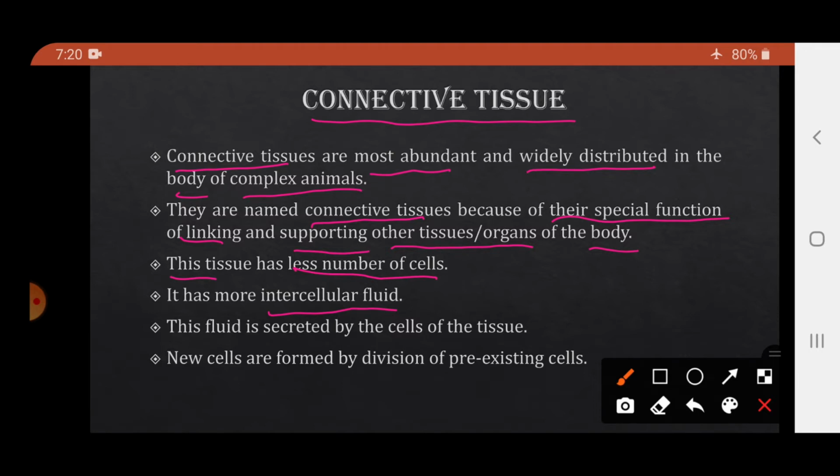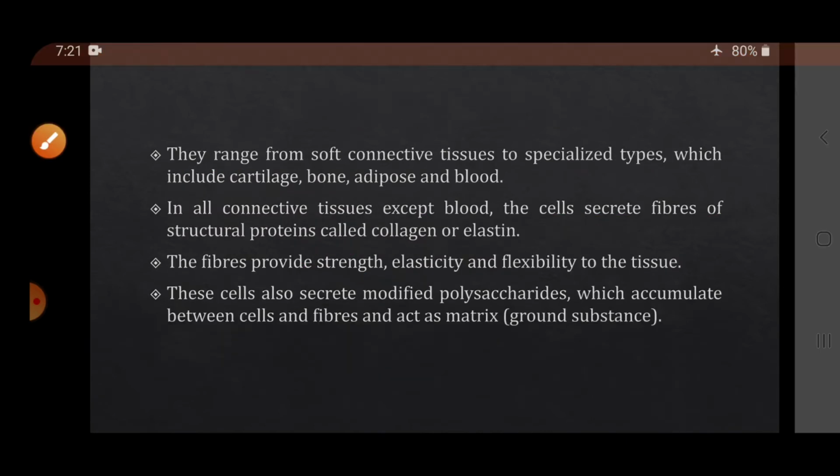Now who secretes this fluid? So this fluid is secreted by the cells of the tissue. See students, the number of cells is less and they are arranged loosely. Between the cells is the intercellular space which is filled by the intercellular fluid. This fluid is secreted by the cells of the tissue itself. New cells are formed by the division of pre-existing cells. So from the division of already existing cells, new cells will be formed in this tissue.